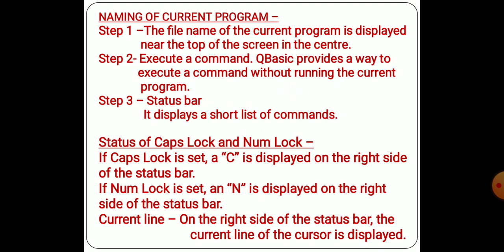Status of caps lock and num lock. If caps lock is set, a C is displayed on the right side of the status bar. If num lock is set, an N is displayed on the right side of the status bar. Current line. On the right side of the status bar, the current line of the cursor is displayed. Current column. On the right side of the status bar, the current column of the cursor is displayed after the current line.